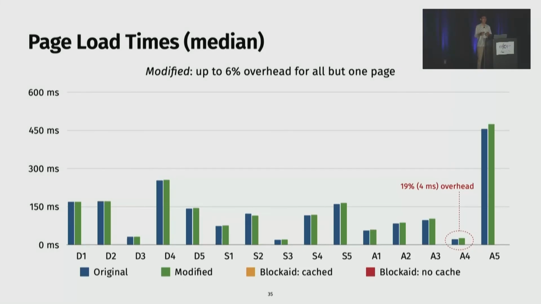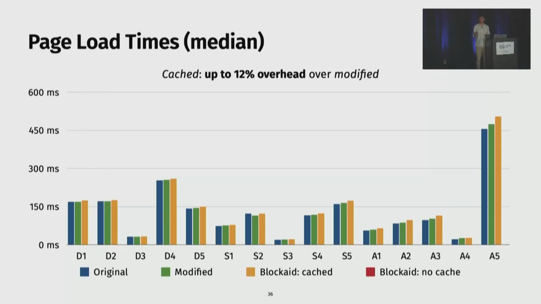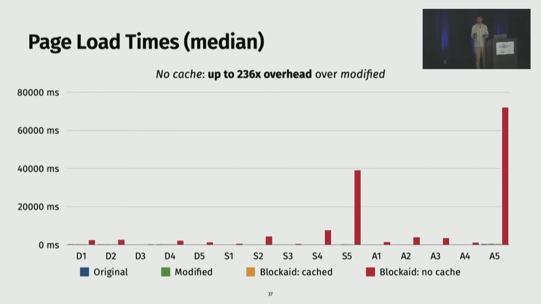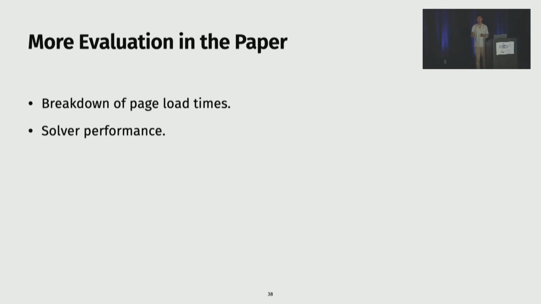Now let's run the application under Blockaid. If all compliance decisions are cached, Blockaid incurs a modest 12% overhead over the modified application. But if we disable the compliance decision caching, the overhead shoots up to over 200x over the modified application. This shows that intelligent caching is instrumental to keeping the overhead low. Please see the paper for more evaluation, including a breakdown of the page load times, the solver performance, and the case study on template generalization.